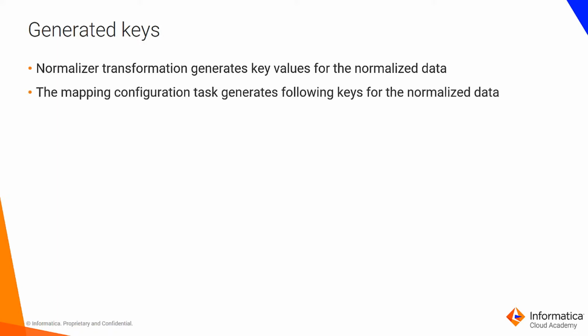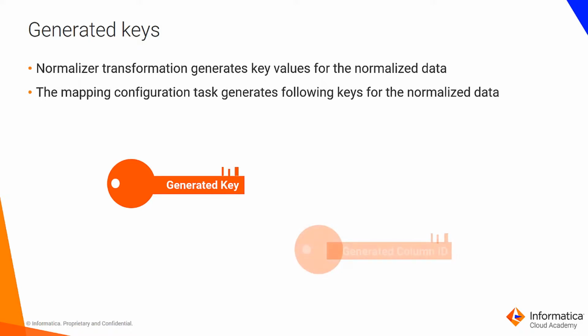The mapping configuration task generates the following keys for the normalized data. Generated key: the normalizer transformation uses one generated key field for all the data to be normalized. When a task runs, it starts the generated key with 1 and increments by 1 for each processed row. Generated column ID: it is a column ID value that represents the instance of multiple occurring data. The normalizer transformation uses a generated column ID for each field configured to occur more than one time.